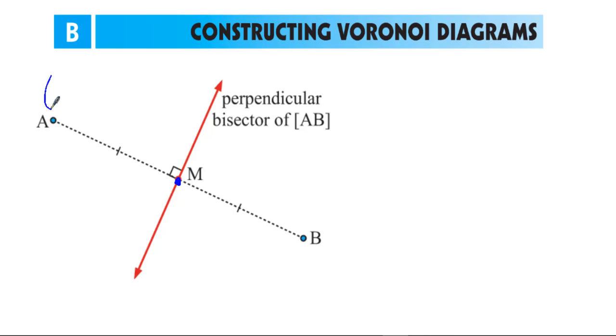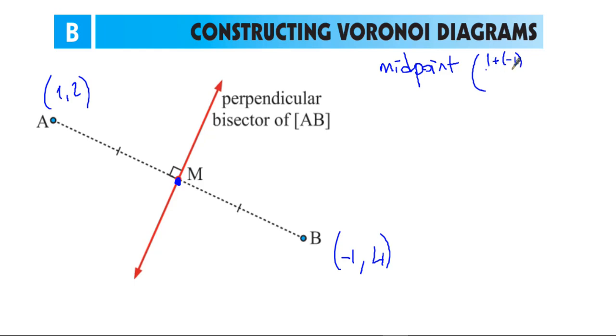Let's give coordinates for this one. Let it be (1, 2), and let this one be, say, (-1, 4). If you want to find this edge, this line, first let's find the midpoint. If you remember, the midpoint is the average of x's and the average of y's. So x is (1 plus -1) divided by 2, and the average of y is (2 plus 4) divided by 2. So it will be (0, 3). This line passes through the point (0, 3).